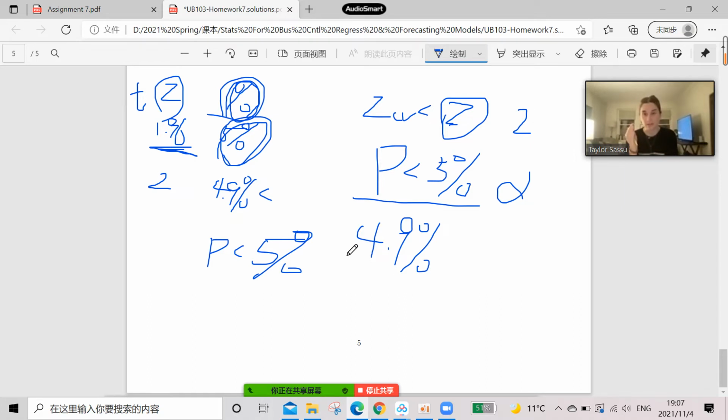Yeah, alpha, it depends on which alpha you choose, right? If you choose a 5% alpha, but it's a two-tailed test, then you have to make your p-value less than 2.5% in order to reject the null.